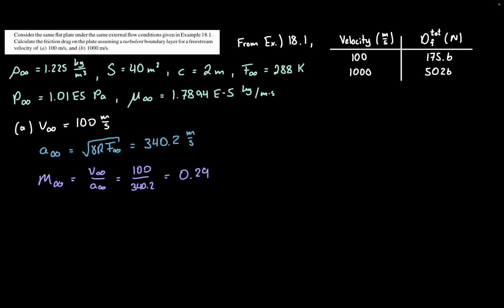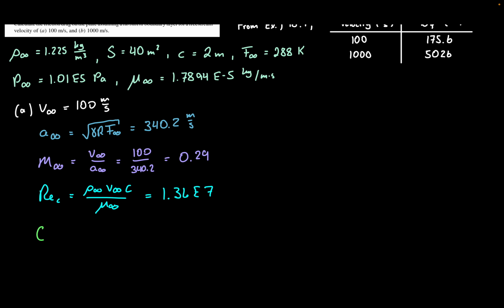Now the next step is to calculate the Reynolds number. The Reynolds number of the chord is the free stream density times the free stream velocity times the chord length, divided by the free stream viscosity. From the previous example, plugging in the values above in light shaded green, we got 1.36 times 10 to the 7. With this in mind, we can calculate the coefficient of skin friction drag for a turbulent boundary layer.